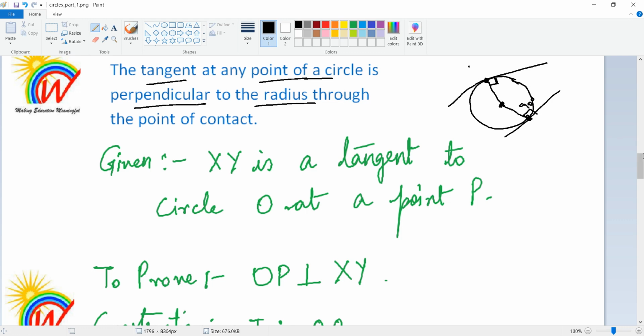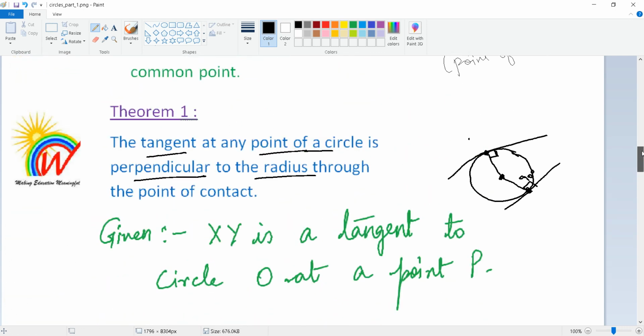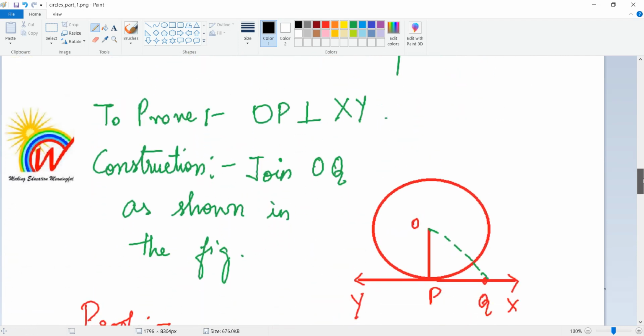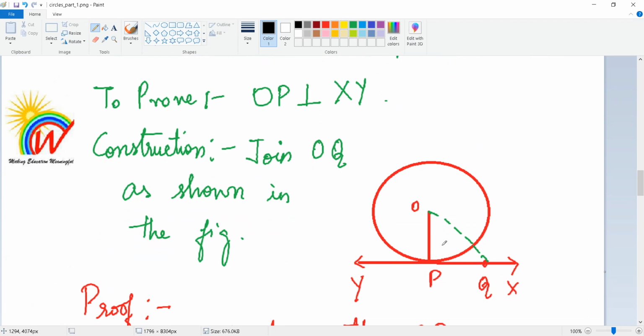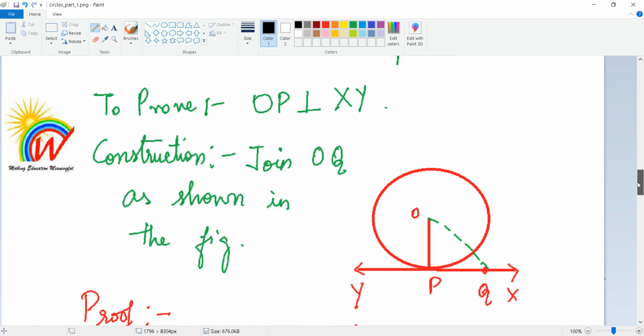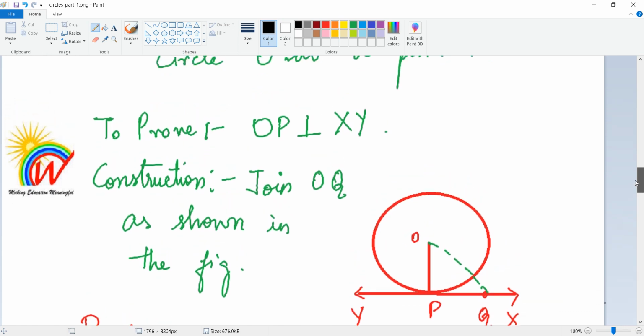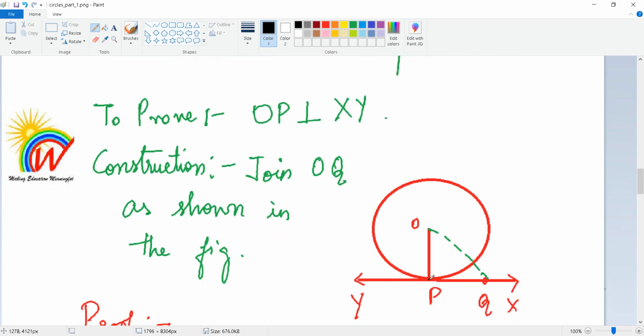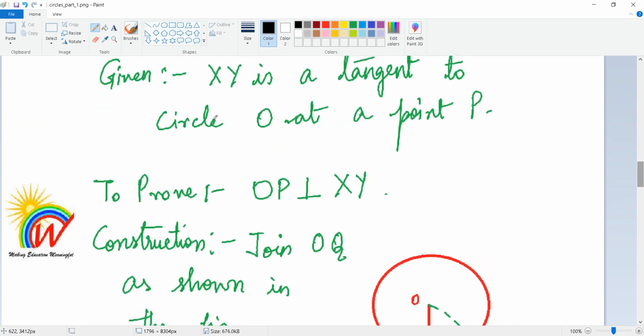So let's start now. What is given to us? We just know that XY is a tangent. Let's say there is a circle over here. See, I have drawn a circle in red color. There is a tangent XY, and O is the center of the circle. This is a circle O, and it has a tangent XY, touching the circle at point P. This is all we know. So we write down what is known to us: XY is a tangent to circle O at a point P. Now what do we have to prove?